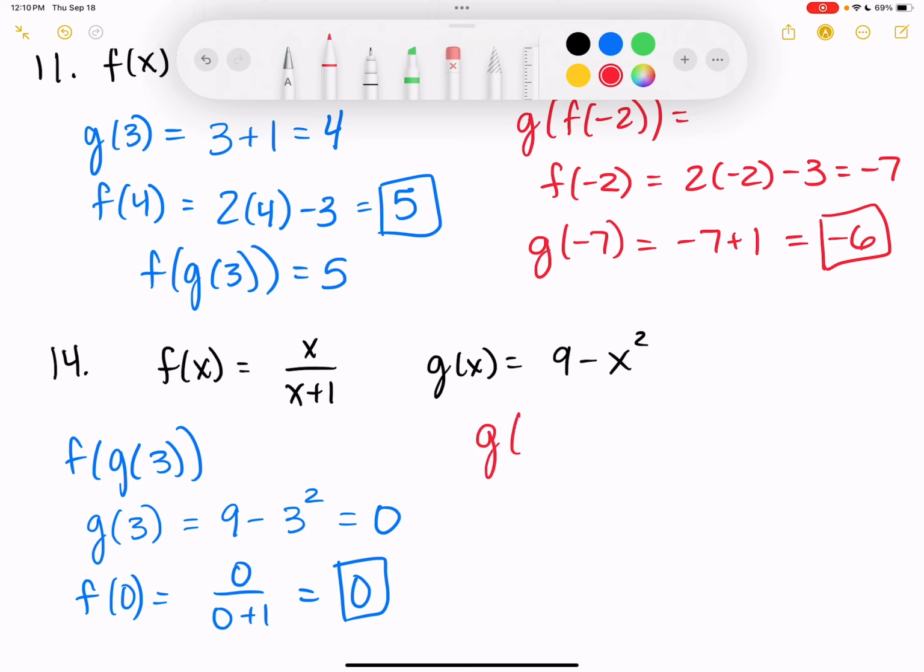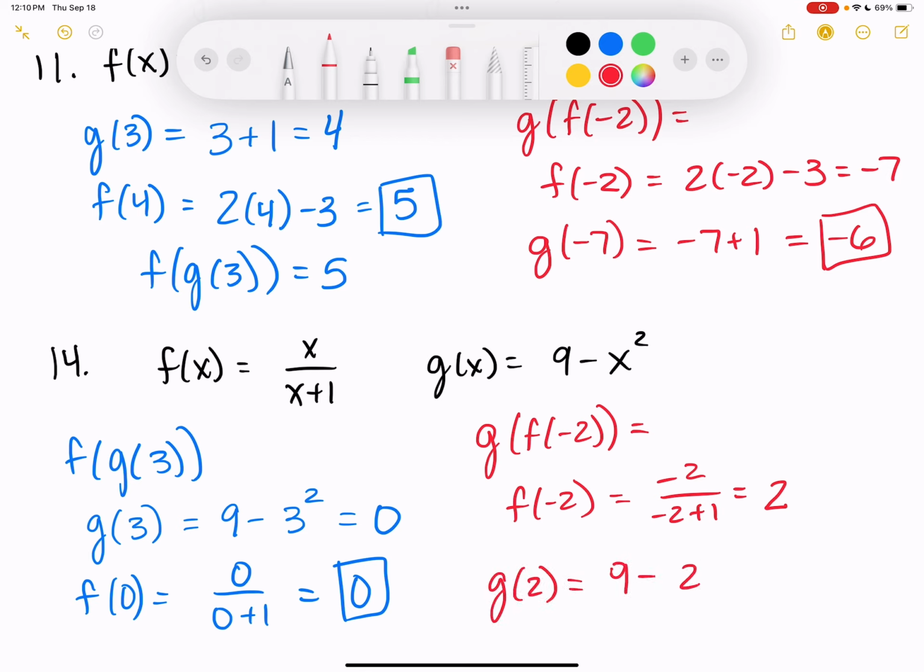Now, g of f of -2, well, f of -2 is going to be -2 over -2 plus 1. And what is that going to give me? Positive 2. Oh, yeah. -2 divided by -1 is positive 2. Then g of 2, I'm going to plug in 2. 9 minus 2 squared is 5, so that's the answer to that one.